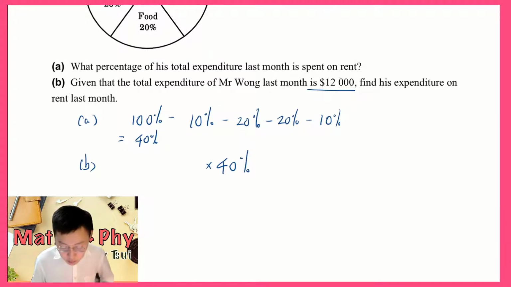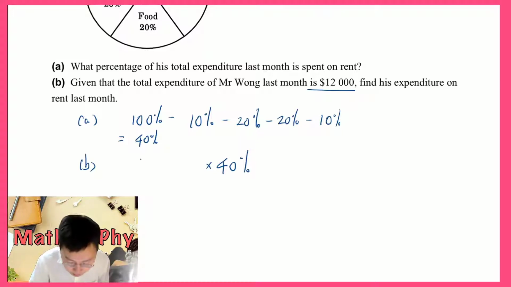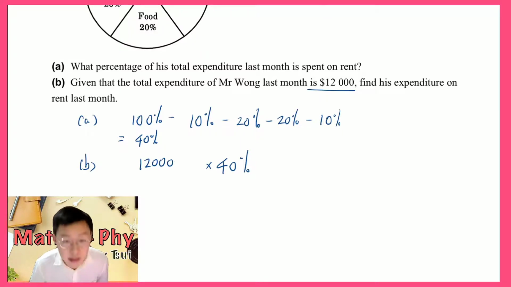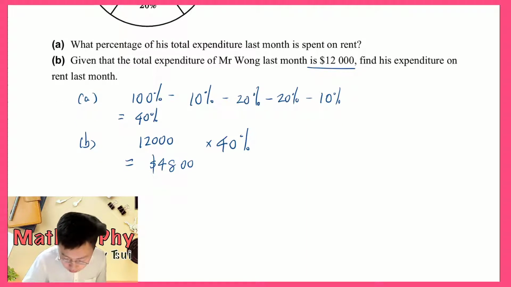And the total expenditure is 12,000. So the whole circle is 12,000, and only 40% belongs to the rent. So we can calculate the amount for the rent. 12,000 times 40%, that means 12,000 times 0.4. So the final answer equals $4,800.